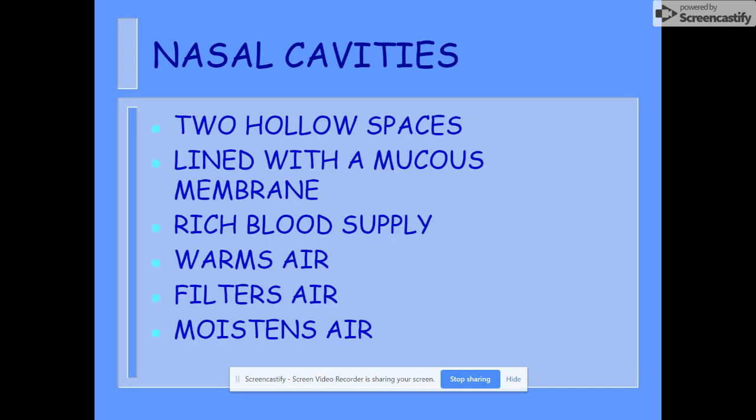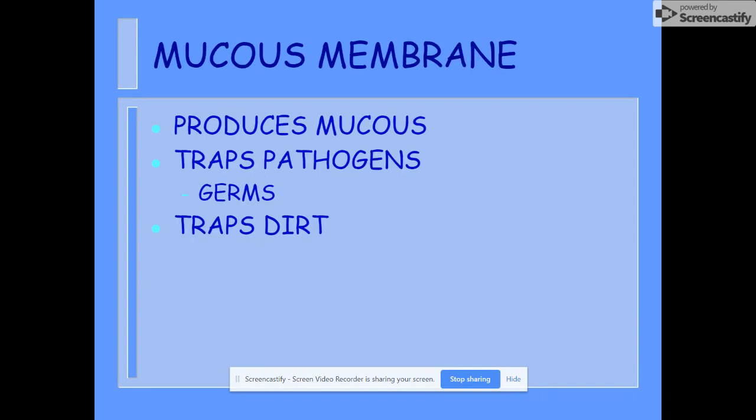Your nasal cavities are two hollow spaces that are lined with a mucous membrane. They are rich in blood supply. They warm the air as you breathe it in, and it also filters the air and moistens it. The moisture comes from the actual mucus that is lining the membranes. As for the filters, whenever you're breathing in, dust particles and things like that will actually get caught in your nose hairs, and any kind of impurities will just go with the mucus straight down your throat to be digested. And also, that's what helps you sneeze to get out all the impurities.